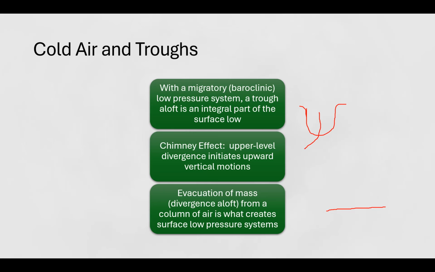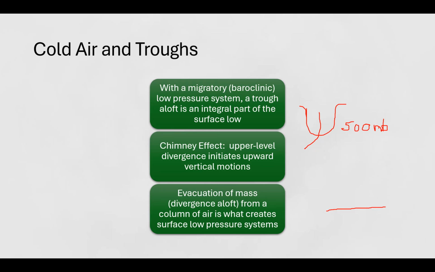The trough axis really is going to be the lowest point, the deepest, basically the lowest bending of these height contours. That's going to represent your trough axis, okay? Now, so let's say this is at 500 millibars, so this is 500 millibars aloft.